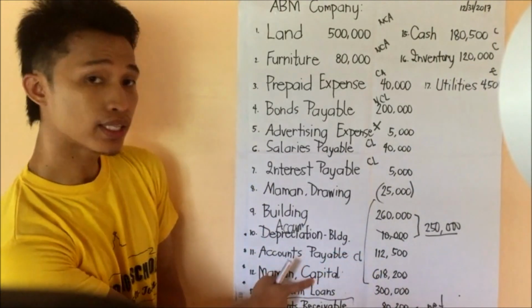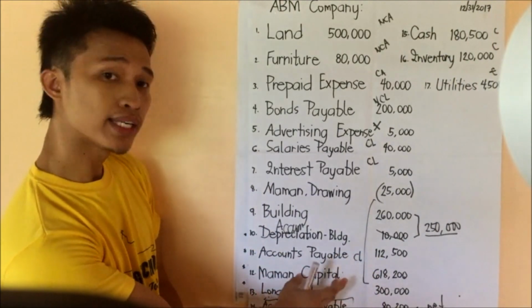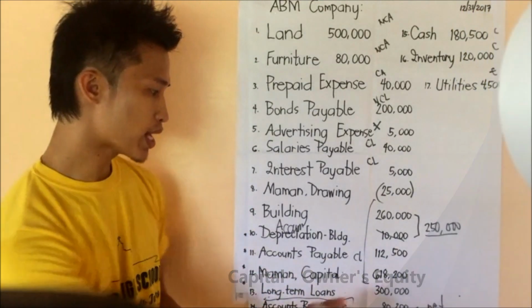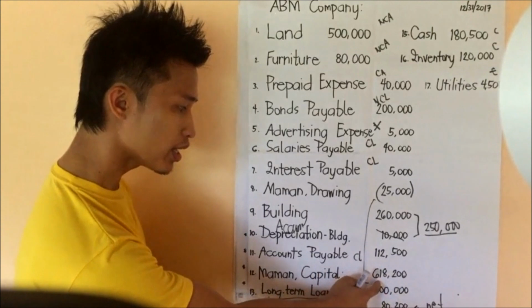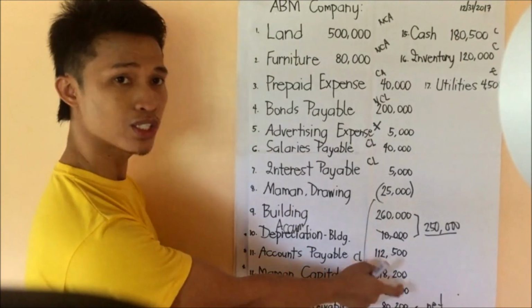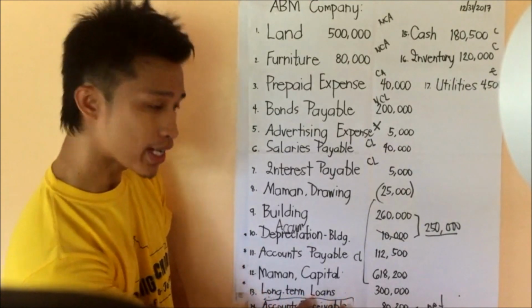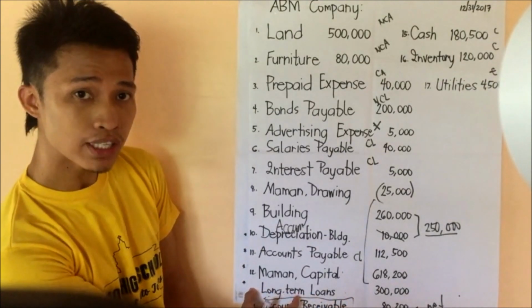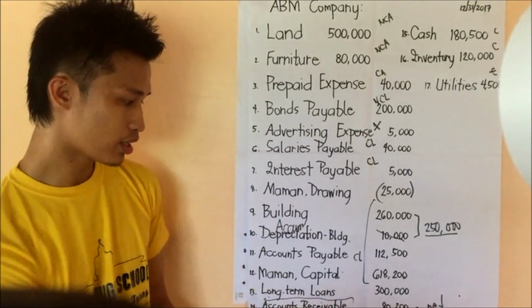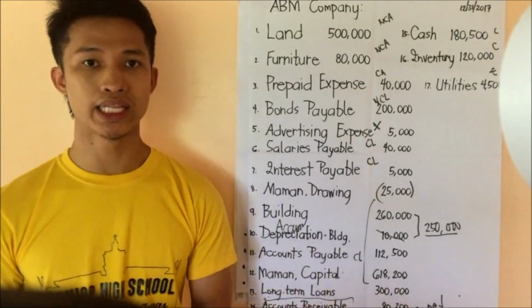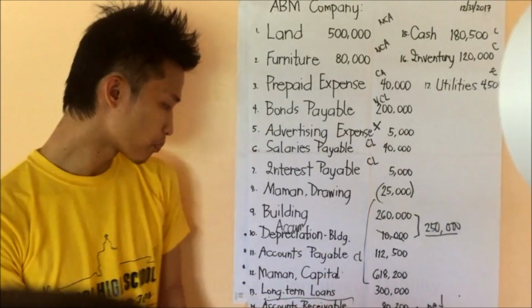Next, Maman capital. Again, capital is an investment, so it's under equity. We have 618,200. Next, long-term loans. We already have this long-term, so definitely it's a non-current. Loan is a liability, so long-term loan, it's a non-current liability.